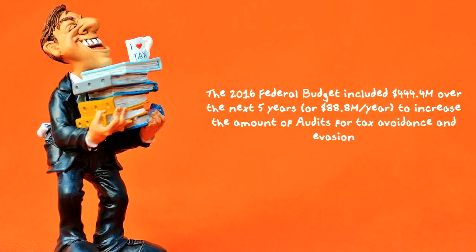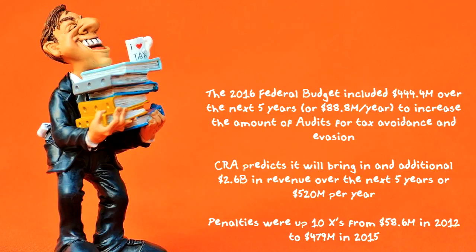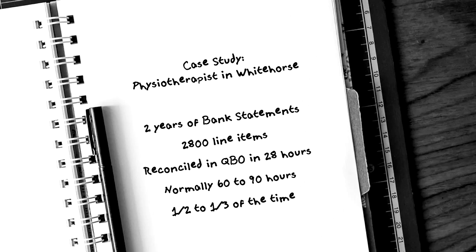First thing on this one is the 2016 federal budget included almost $500 million for the next 5 years to increase the amount for audits for tax avoidance and evasion. And the CRA predicts that this will bring in an additional $2.6 billion in revenue over the next 5 years. The penalties between 2012 and 2015 increased tenfold, from basically $60 million to almost $500 million. So they're getting very serious about this.